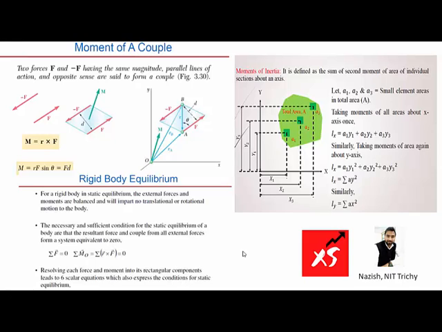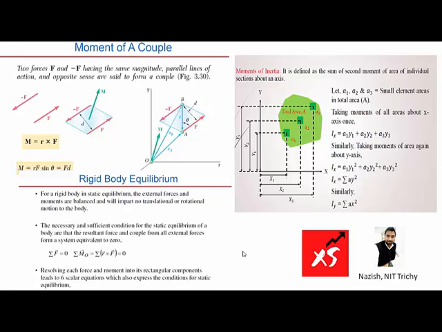That is, the summation of all the moments of couples and the resultant forces has to be equal to zero, and that is the necessary and sufficient condition for a rigid body equilibrium. Now, for a body to be in rigid body equilibrium, we need to resolve each force and moment into its rectangular components, and we need to express the condition for the static equilibrium.